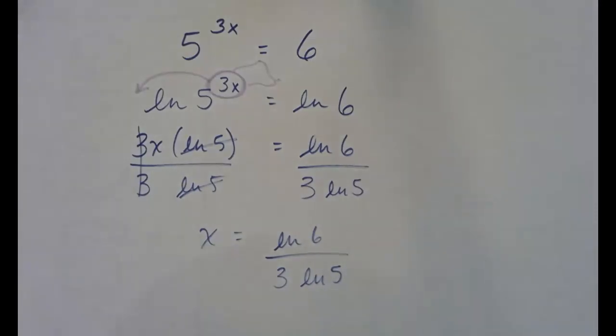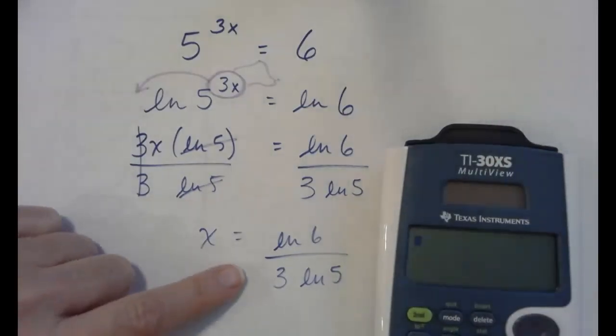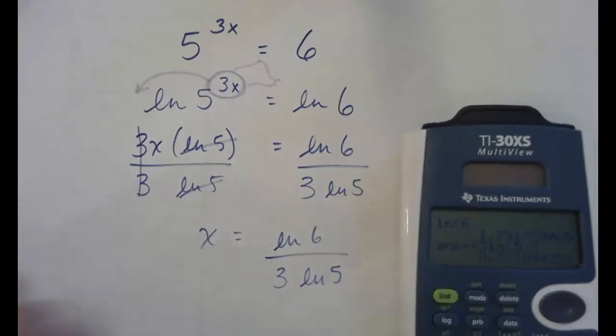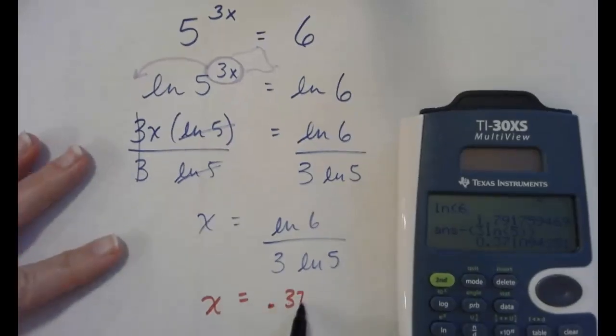Now, if you want to go to a decimal, all you need to do is use your calculator to do that. So here goes, ln of 6 divided by, and notice I'm going to use parentheses here, divided by parentheses 3 ln 5, because I'm dividing by this entire product. So if 2 parentheses are open, then 2 need to be closed. So my decimal approximation for my answer here is x is approximately 0.371.